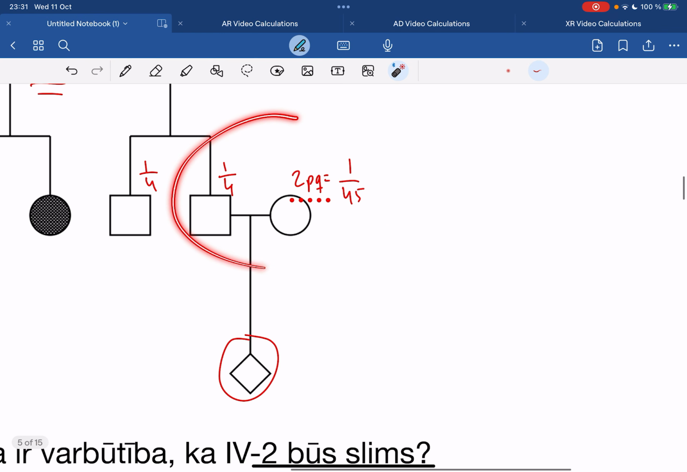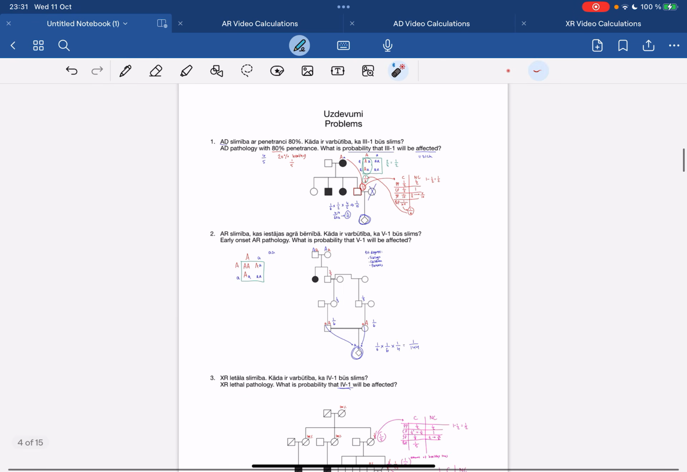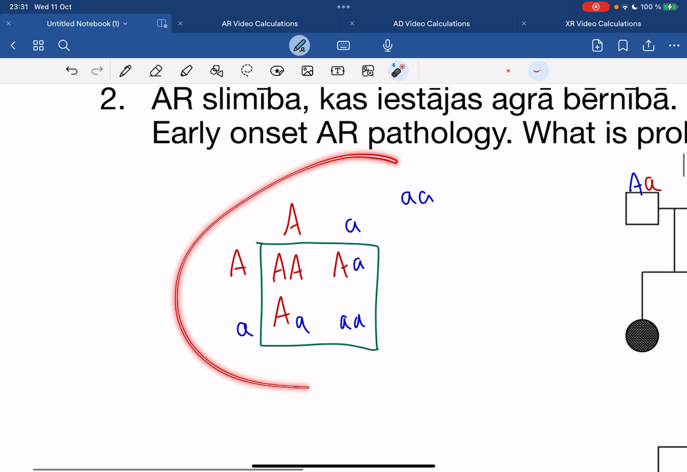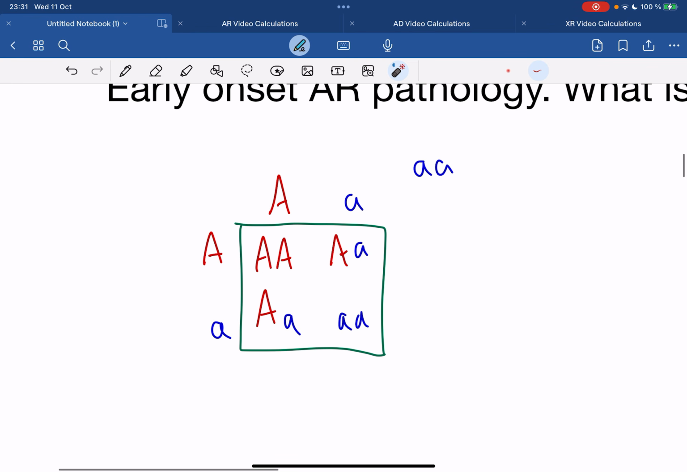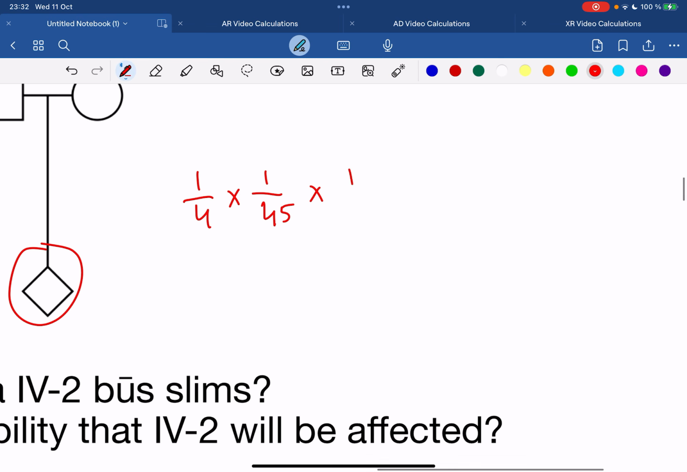And now we finally have what we need to calculate. So that would be the father's probability times the mother's probability times the probability for this child to be affected. We've done this before. If we look at the Punnett square for autosomal recessive, the chance for a child to be affected, meaning they have both recessive alleles, if both parents are heterozygous, is 1 in 4. So right here, it's 1 in 4. And this is equal to 1 out of 720.